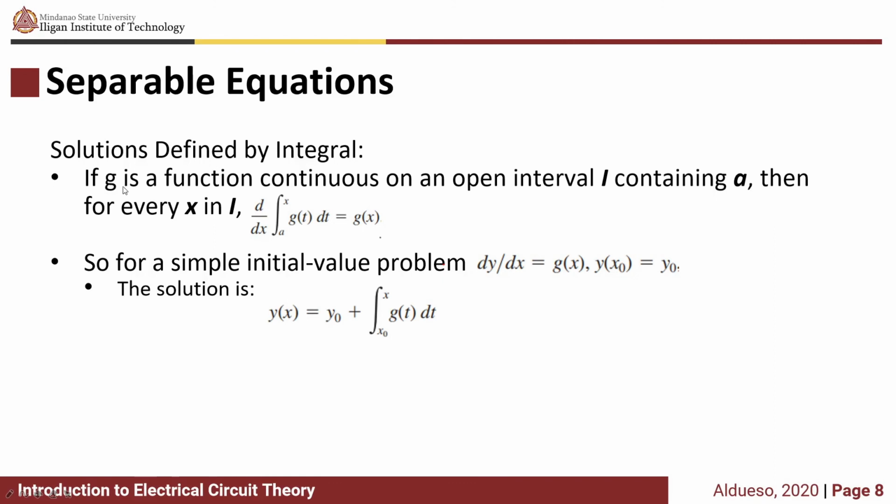Solutions defined by integral. If g is a function continuous on an open interval I containing a, then for every x in I, we have the derivative of this term with respect to x. The derivative of the integral of g of t dt evaluated from a to x is equivalent to g of x. So for a simple initial value problem, for example, we have dy over dx equals g of x, where we are given the initial value y of x naught is equal to y naught. So the solution is y of x is equal to the initial value plus the integral of g of t dt evaluated from x naught to x.